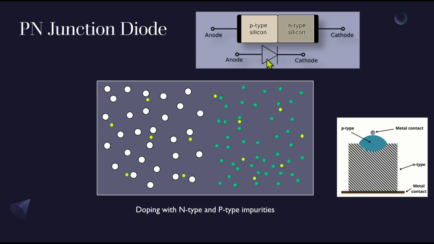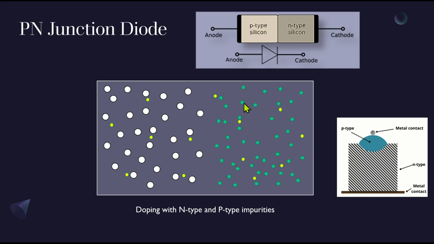But symbolically we represent it by this, as you can see here, and we consider it like the formation of these two types, where on the left-hand side we have p-type silicon, and on the right-hand side we have n-type silicon. Now if we look at the doping inside the semiconductor, it looks something like this. On the left-hand side we have these circles representing the holes, and these small circles in green color are representing the electrons.